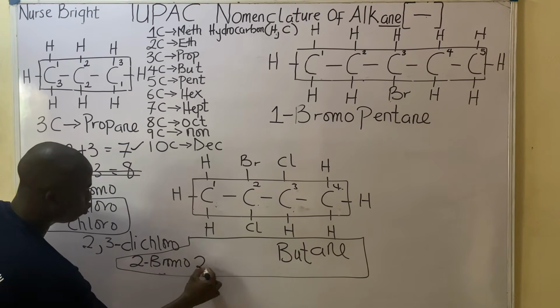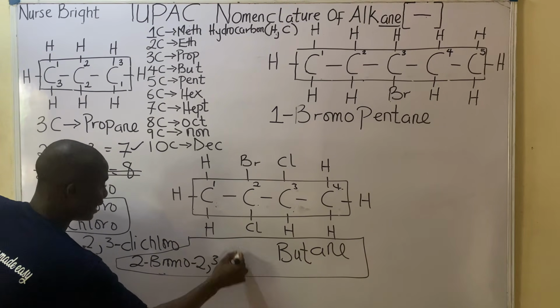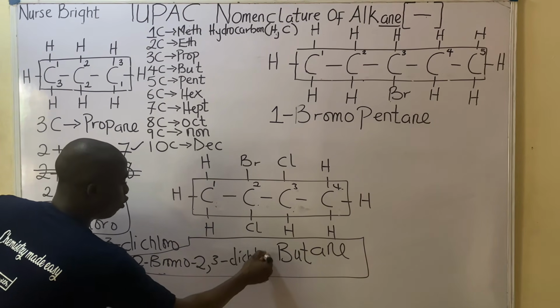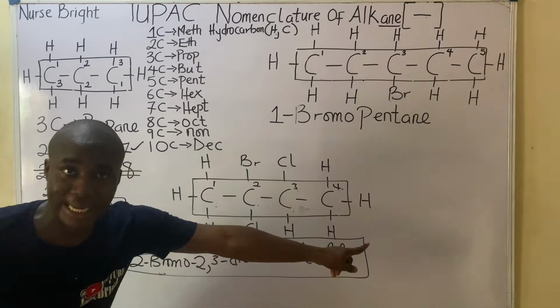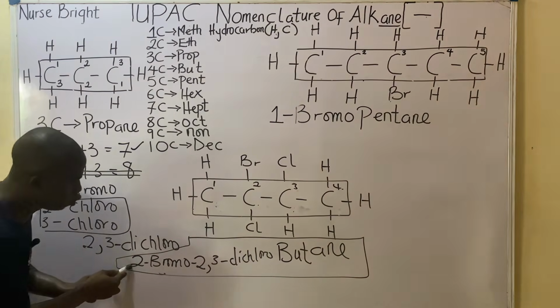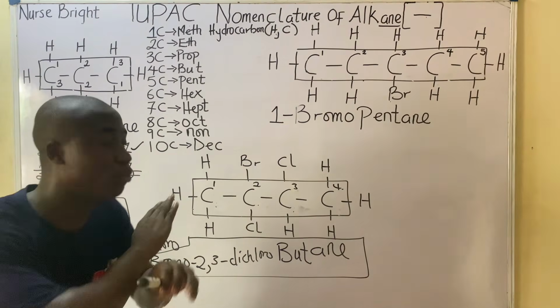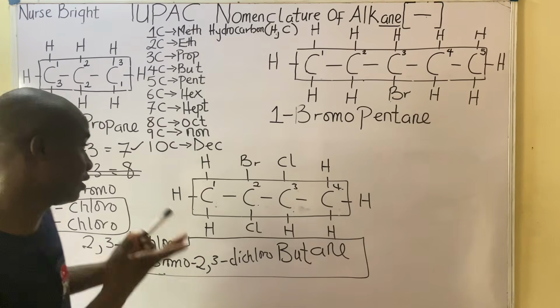Okay. 2,3-dichlorobutane. Do you understand? It's actually very easy. So the name of this compound becomes 2-bromo-2,3-dichlorobutane. That's the name of this compound. It's actually very, very easy.